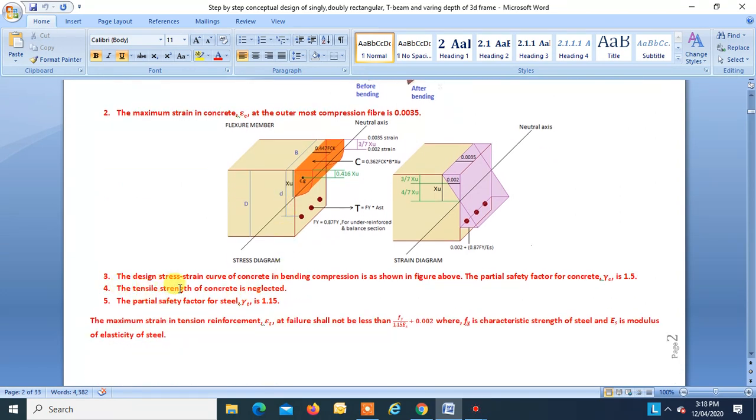Okay, the tensile strength of concrete is neglected. And the partial safety factor for concrete is taken as 1.5, and that for steel is taken as 1.15. Okay.